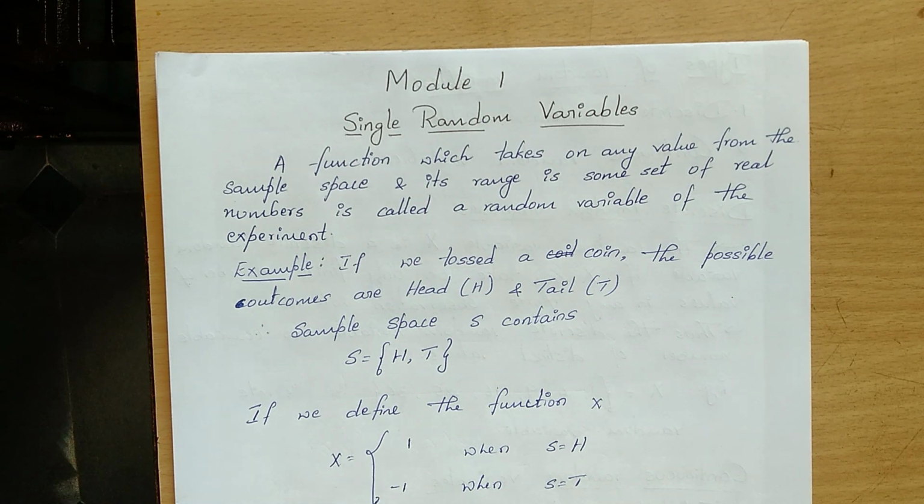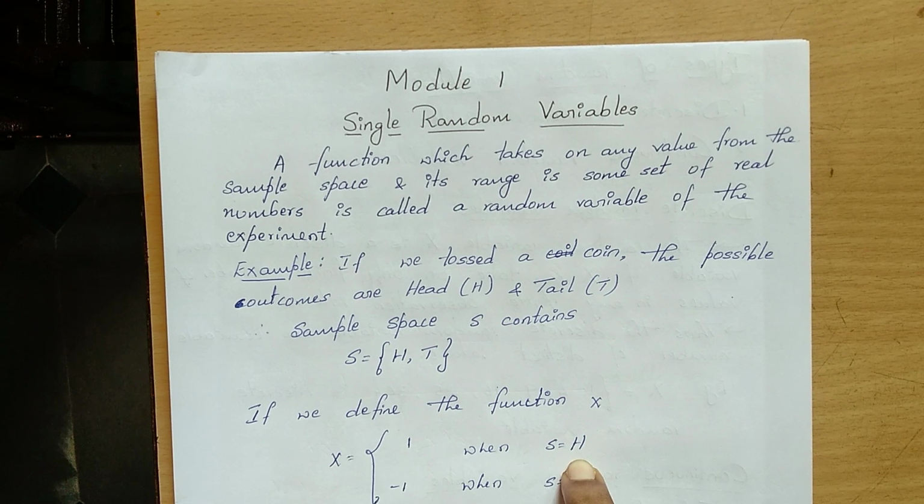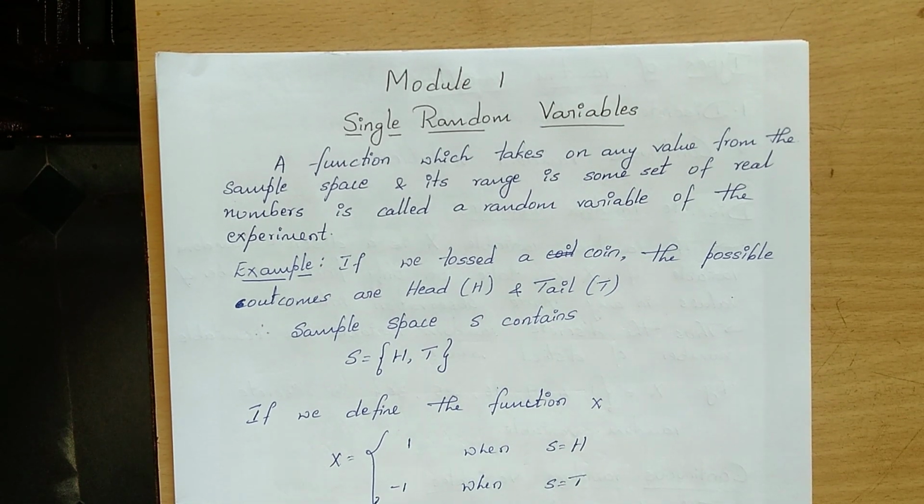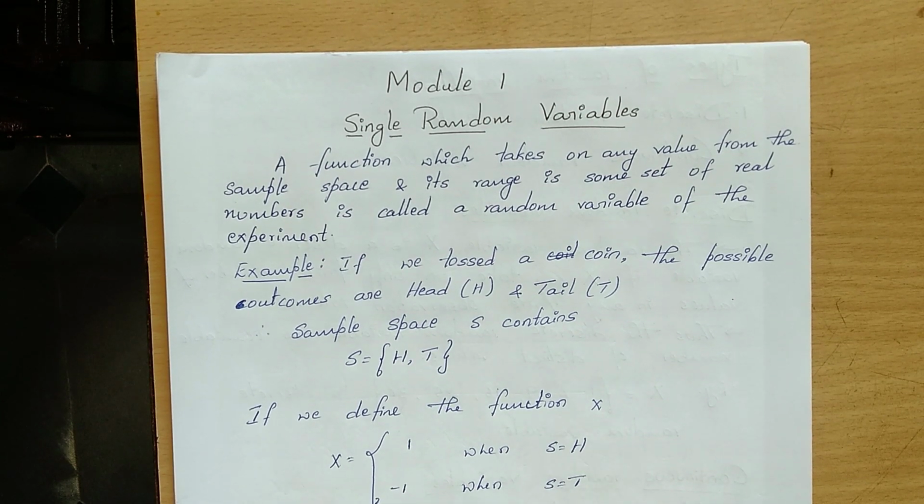So here is one example which is considered, tossing of a coin. Tossing a coin has two possibilities, head and tail. Also S indicates the sample space here, head and tail. Here one function is defined. That function indicates that x is equal to 1 when a head is obtained after tossing a coin, and x is equal to -1 when a tail is obtained after tossing a coin.